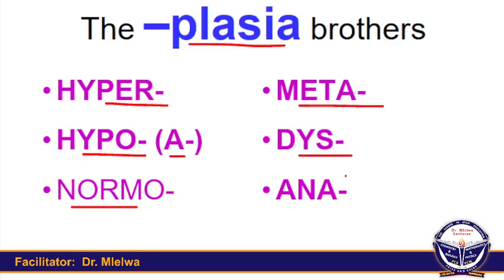Dysplasia, anaplasia. These two terms are not so important for you to understand and deal with, even in the exam, because we are dealing with these Plasia brothers, because in the next coming sessions we'll be discussing Neoplasia. It is the start of cancers.